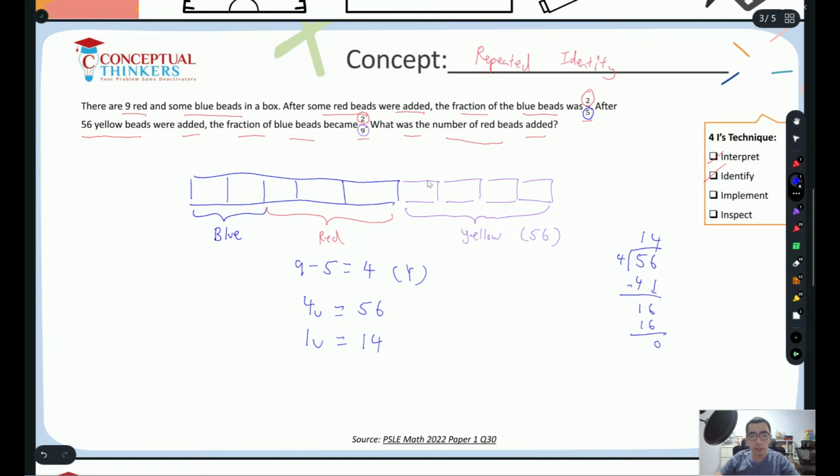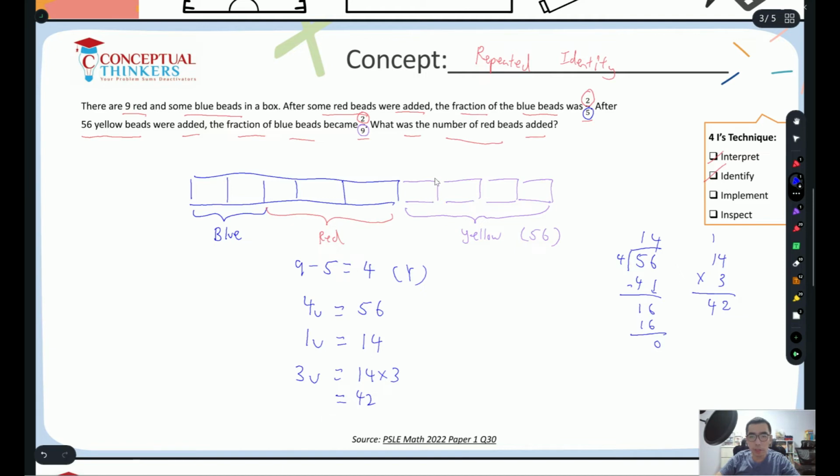Okay, now the question is asking for the number of red bits added. So next I'm going to find what is the value of 3 units. So 3 units will be 14 times 3. So let me do the calculation because this is a paper 1 question. So 3 times 4 will give me 12. So 1 times 3 will give me 3 plus 1 will be 4, 2. So that will give me 42.